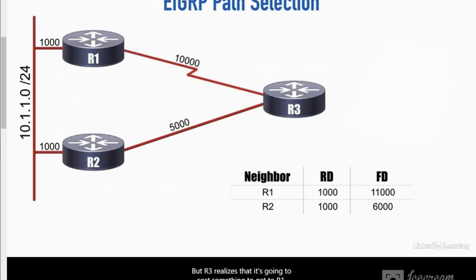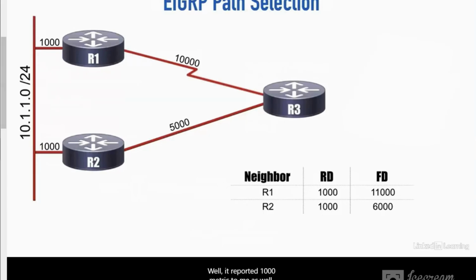But R3 realizes that it's going to cost something to get to R1. It's going to cost something to get to R2. So R3 is going to say, let me add those up. R1 reported a metric of 1,000 to get to that network. That was the reported distance. You see there on the column of RD, reported distance, R1 reported that to me of 1,000. But it cost me 10,000 because maybe I'm on a serial link. Maybe it's a 10,000 cost for me to get to R1. Well, I've got to add those two up. 10,000 plus 1,000, that's 11,000. That gives us what's called our feasible distance, or the FD.